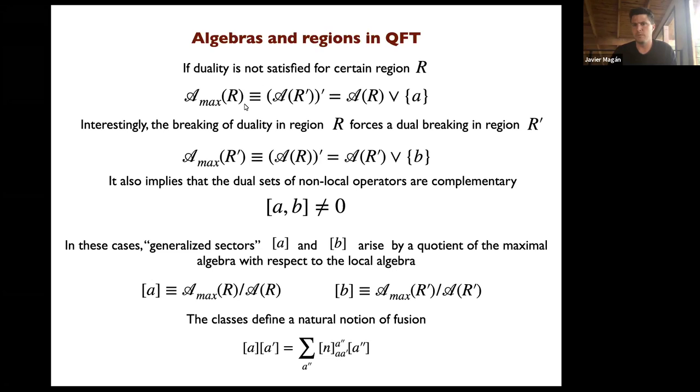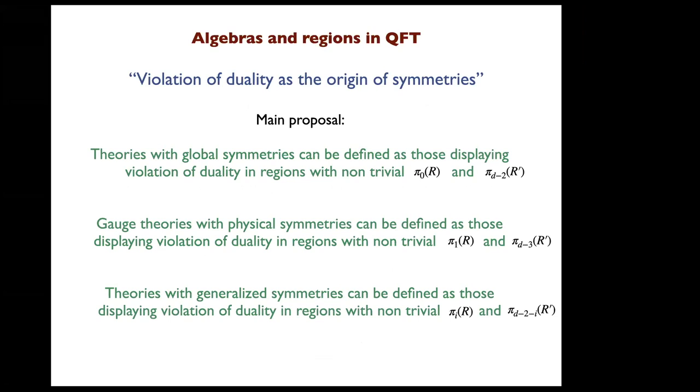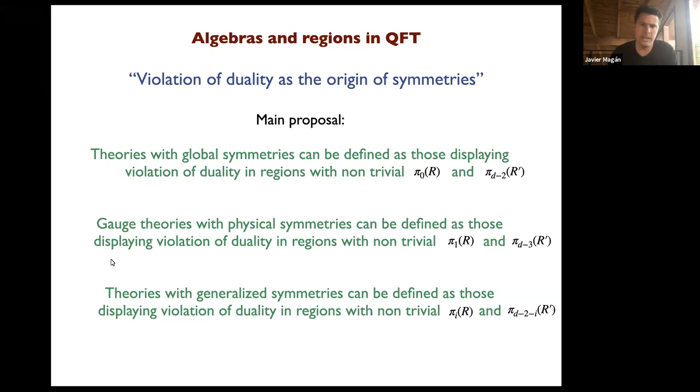I also have a question here. Are you going to give us a precise definition of what it means to have a gauge symmetry and to identify the gauge symmetry of the system based on the abstract presentation of the theory, or is this too much to ask for? Yes, exactly. So the abstract definition would be this one here. I would define a gauge theory as a quantum field theory that violates duality or additivity in a region with non-trivial pi one, so in a ring-like region.